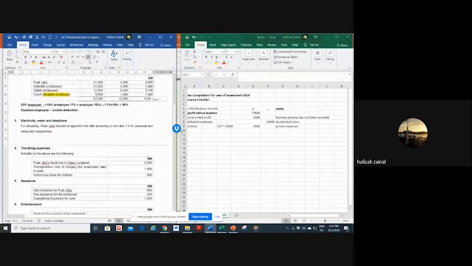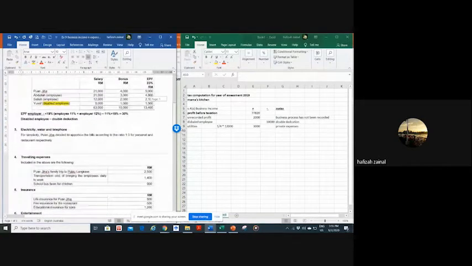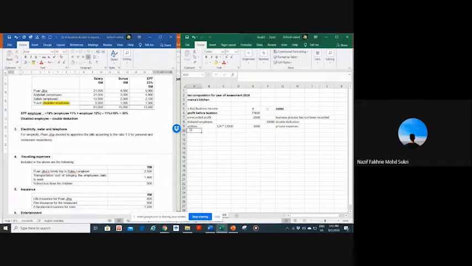Okay, the next one, number 4, is traveling expenses. Traveling expenses include Puan Jiha's family trip to Langkawi. So is it deductible? No. Family trip, not deductible, right? Why? Private, because they were incurred for personal usage. So add back. Transportation cost of bringing the employees daily to work, is it deductible? Yes.